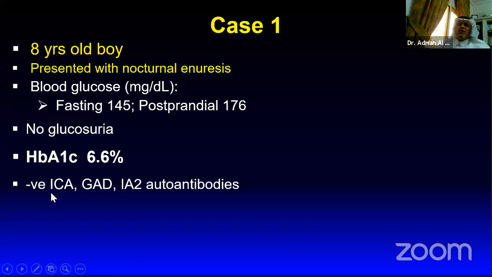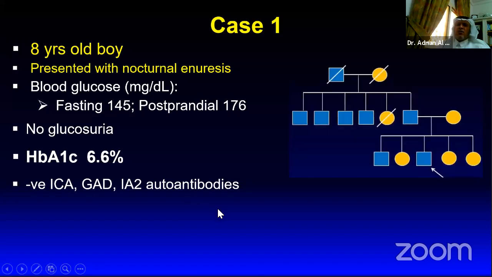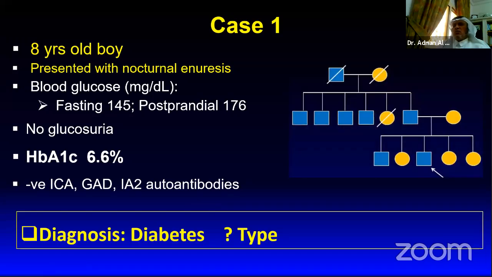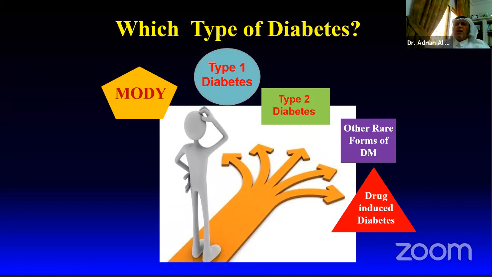So we checked his insulin autoantibodies like islet cell antibodies and GAD antibodies, and it was negative. So at that time, we said, yes, he's diabetic, but we don't know which type. So we were thinking, which type of diabetes is this child having?